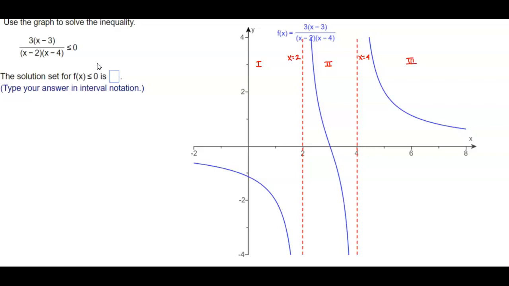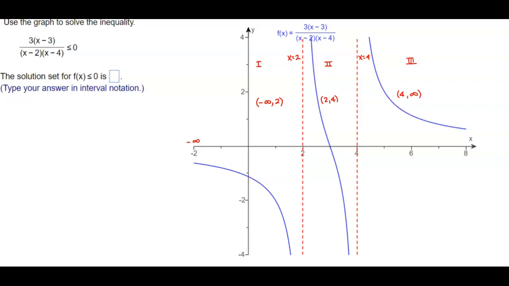If we take a look at region number 1, this is going to go from negative infinity all the way to 2. So this interval goes from negative infinity to positive 2. The region in the middle goes from 2 to 4. And then this last region goes from 4 to positive infinity.